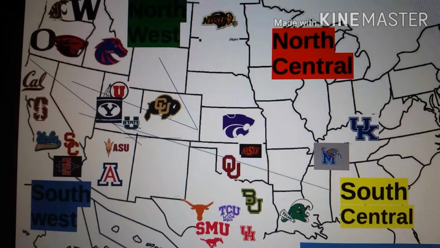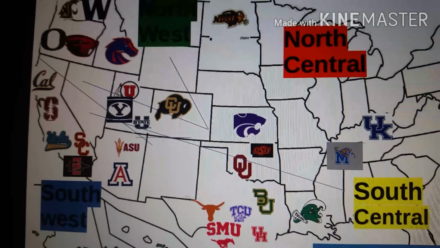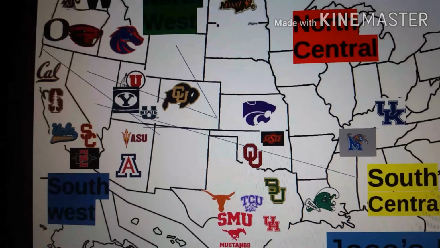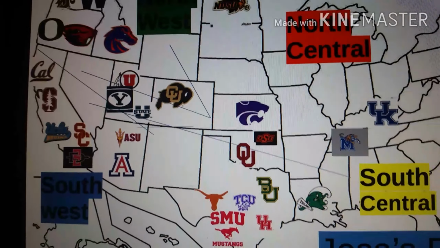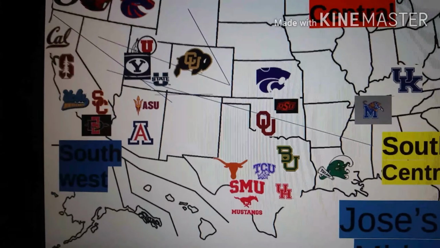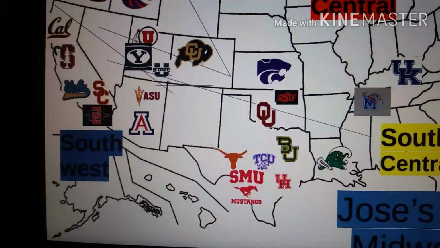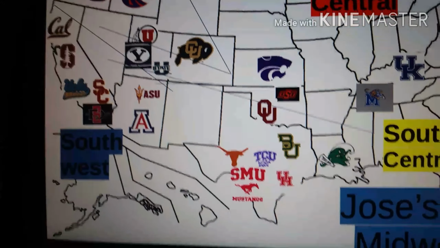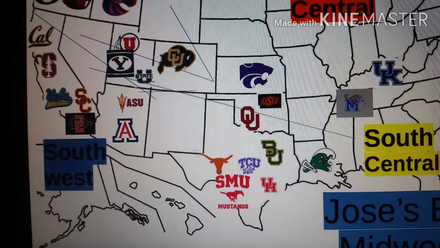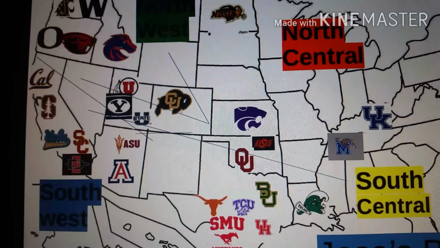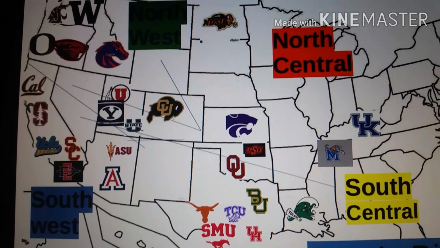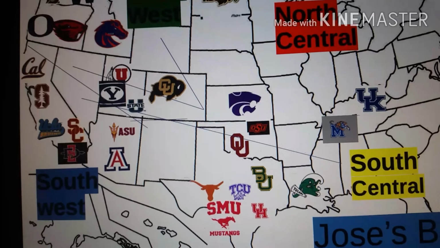So this is pretty much the Big Midwest Conference, and there are 4 divisions now as we joined the Pac-12 and the Big 12. In the Southwest, we've got California, Stanford, UCLA, USC, San Diego State, Arizona State, and Arizona. In the Northwest, we've got Oregon, Oregon State, Washington, Washington State, Boise State, Utah, and Colorado.